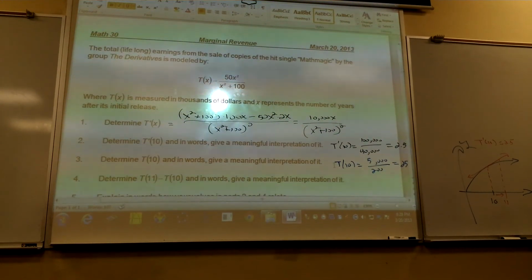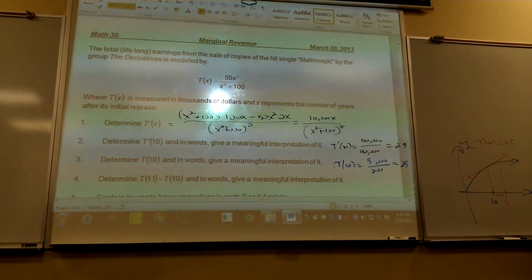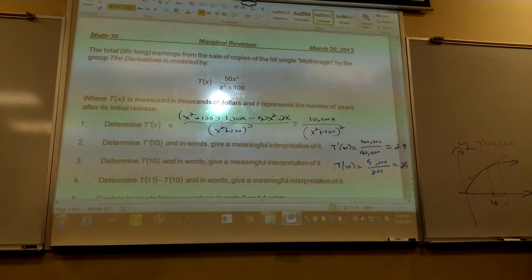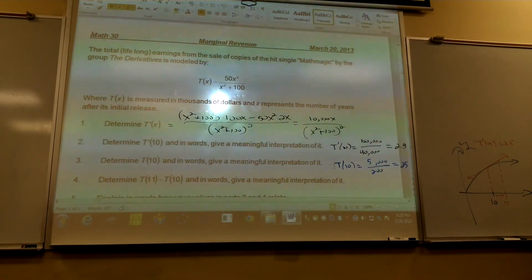The derivative determines the amount of money earned each year, right? Or how about saying it a little differently: the derivative function gives you the increase in income, per year. It's a rate, okay. It's an increase, which is not the total amount. But that's what T is, the total amount.